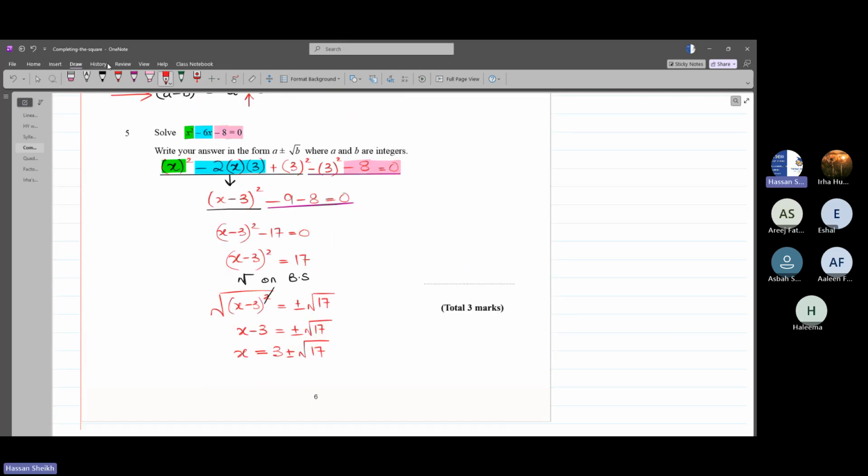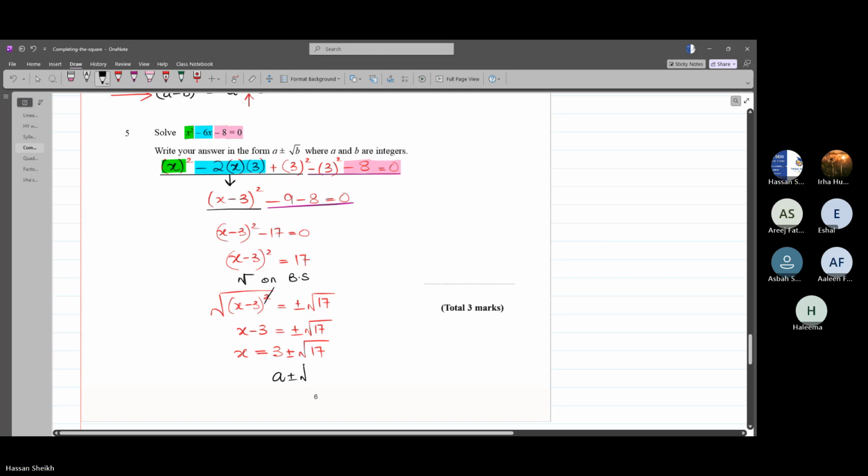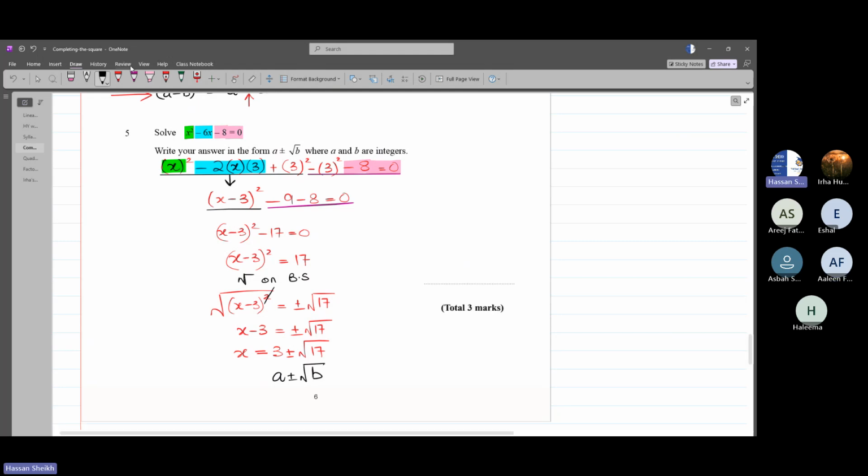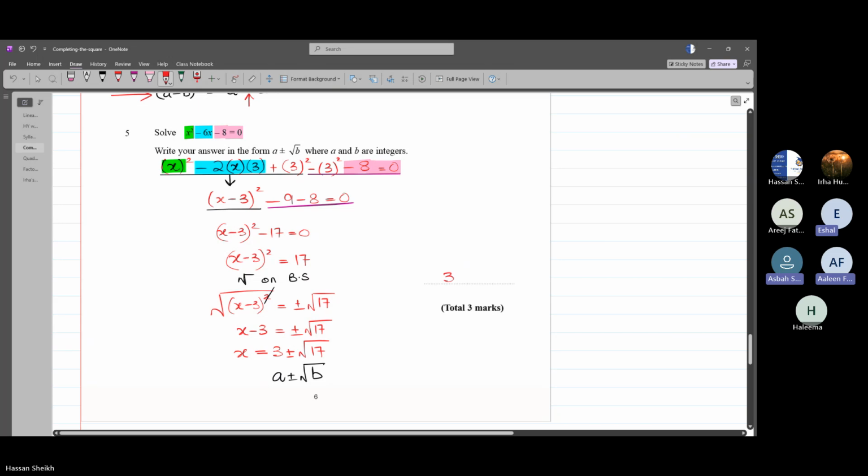And how did they ask us to answer it? Do you agree they want us to answer it in a plus minus square root b form? Is that the same form we got? Yes.